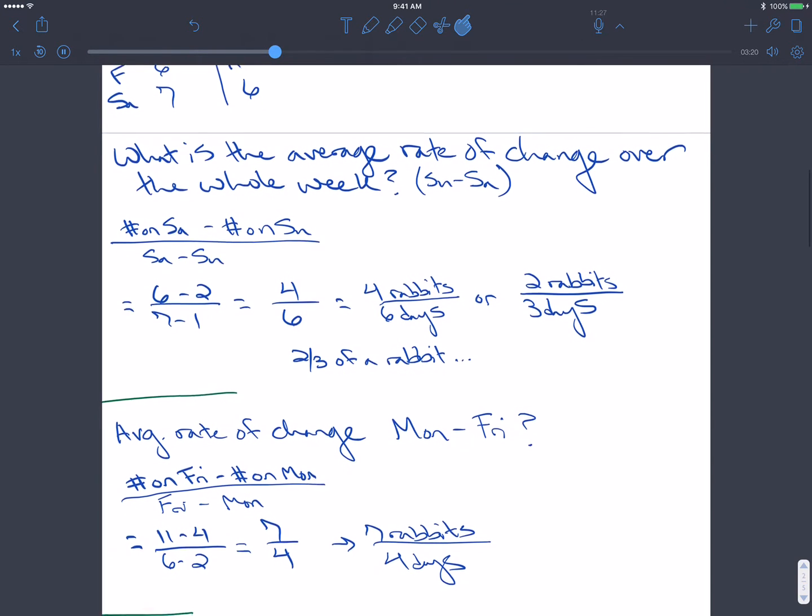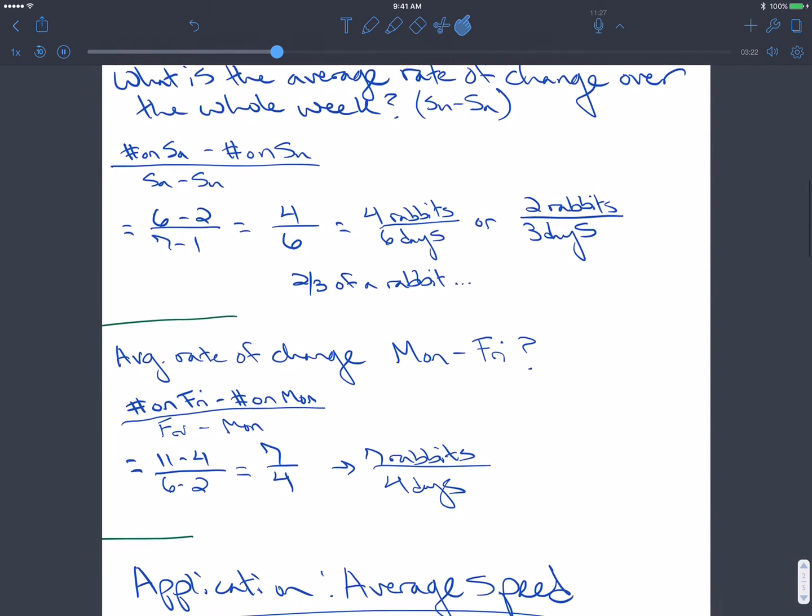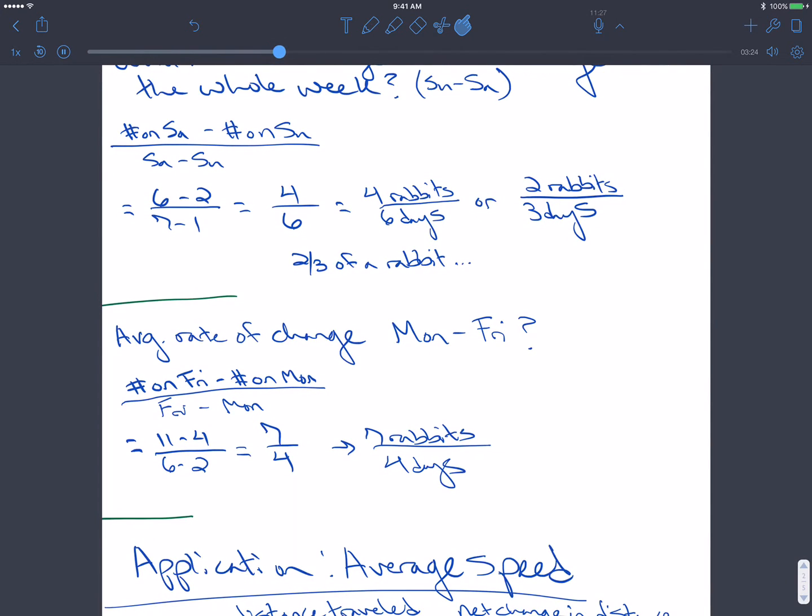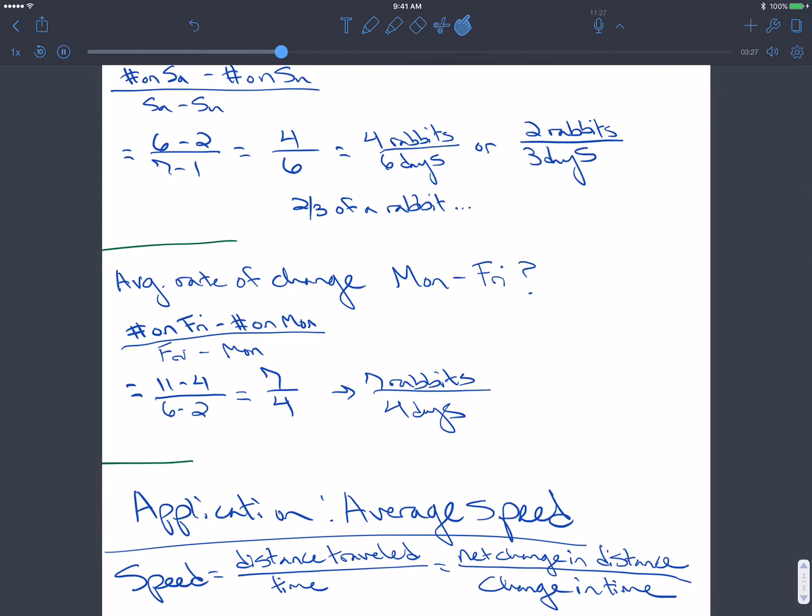Okay? And then from there, we can talk about applications. So the application we will consider is average speed. And speed is your distance traveled over the time that it takes you to travel that distance. So naturally we can talk about this in the context of an average rate of change as your net change in distance divided by the change in time, the time that it took you to take that distance.